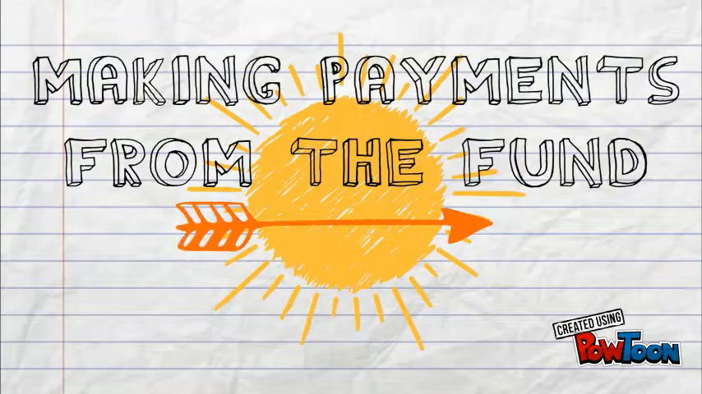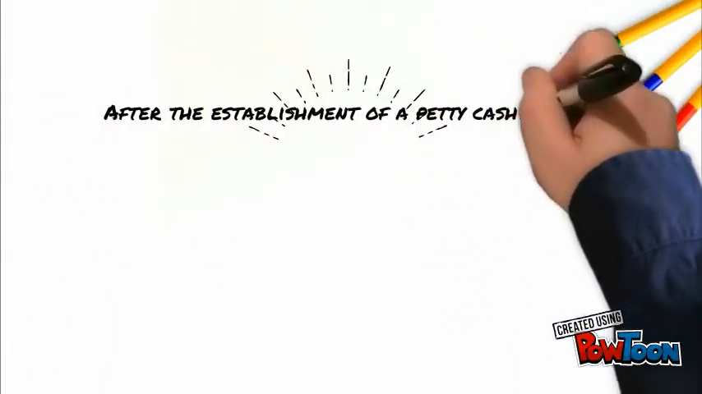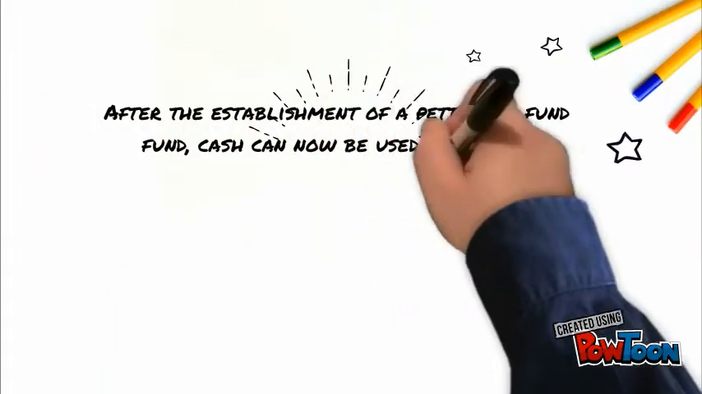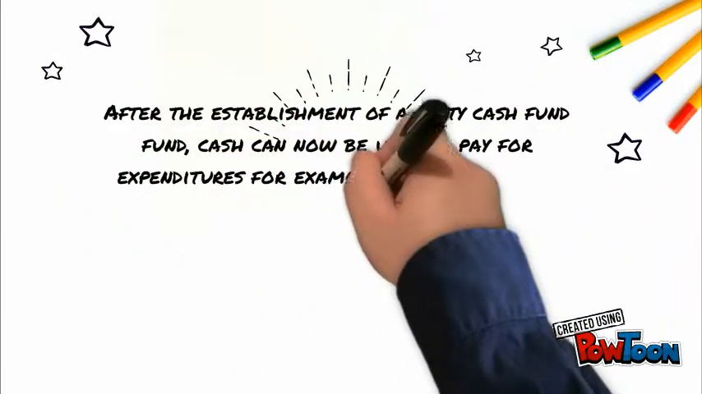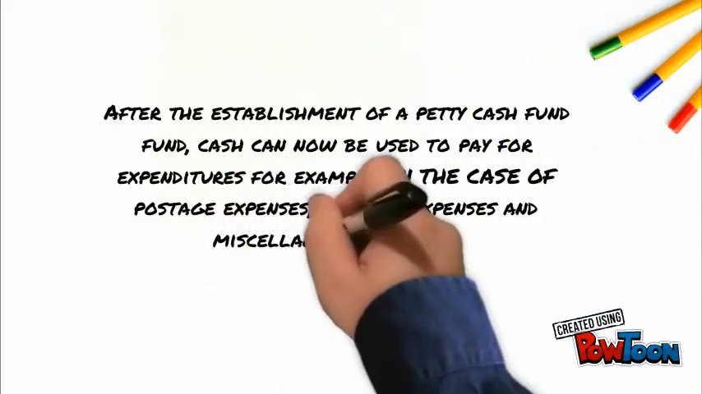I will now talk about making payments from the fund. After the establishment of a petty cash fund, cash can now be used to pay for expenditures. For example, in the case of postage expenses, supplies expenses, and miscellaneous expenses.